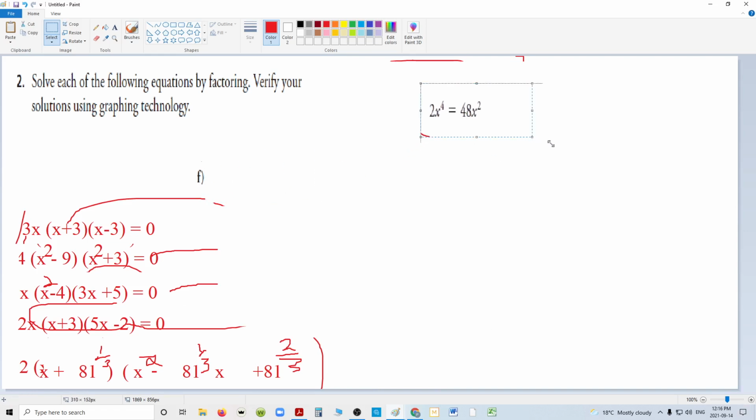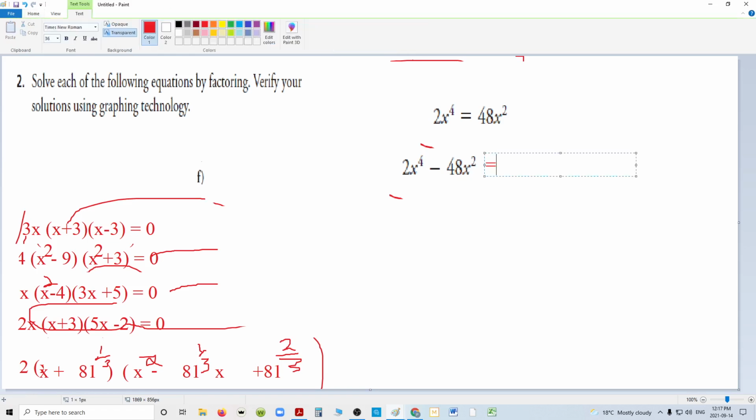This you can instantly see when it goes on the left side. It becomes this. You can also see that I can factor out a 2x squared. And I'm left with this. x squared minus 24 is equal to 0.